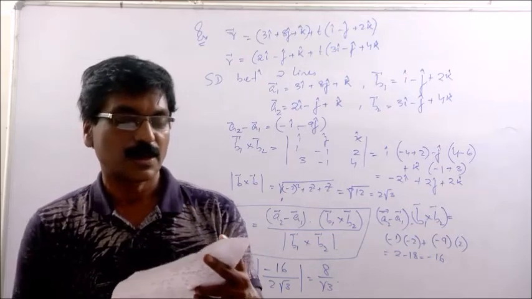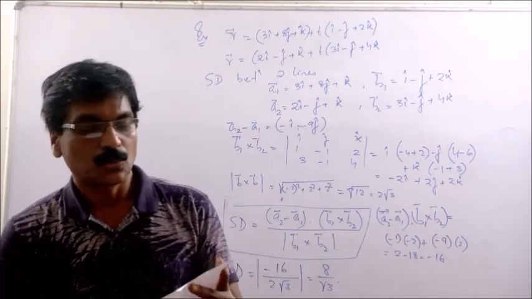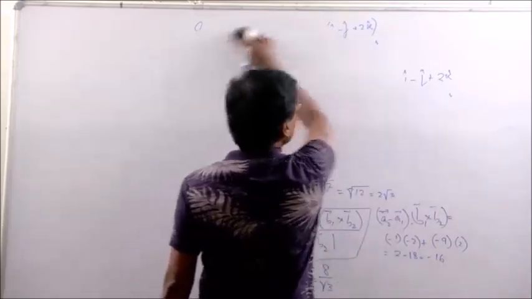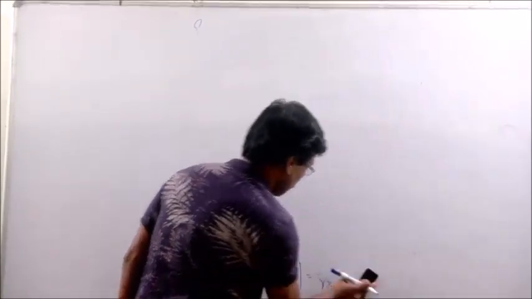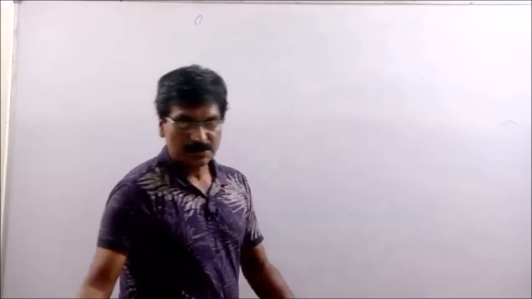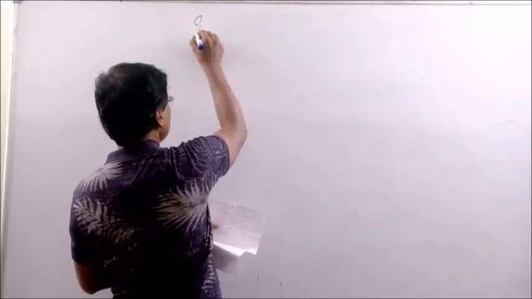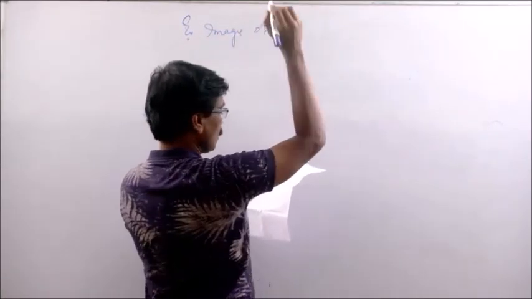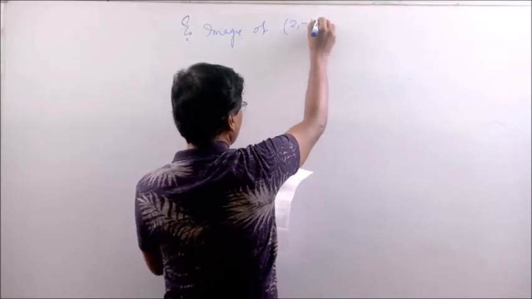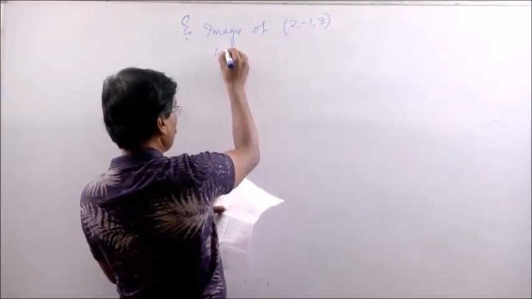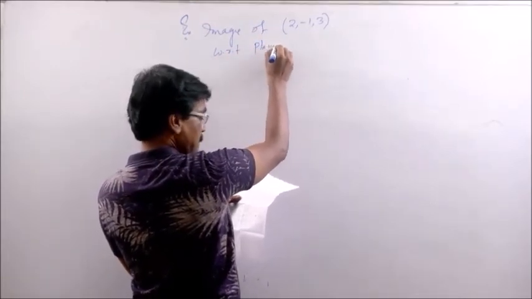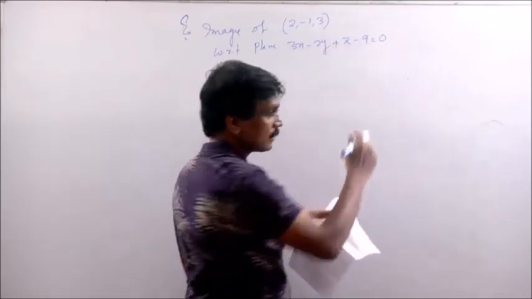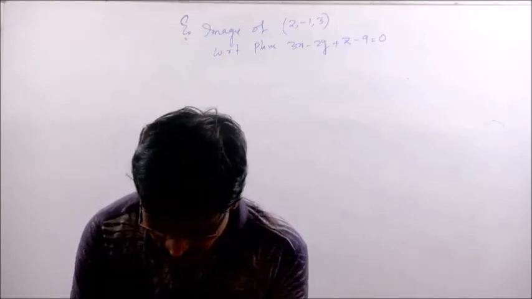So, we can have one more example of straight line, that is say image of a point with respect to plane 3x minus y plus z minus 9 is equal to 0. So, what is the image of this point with respect to the plane?